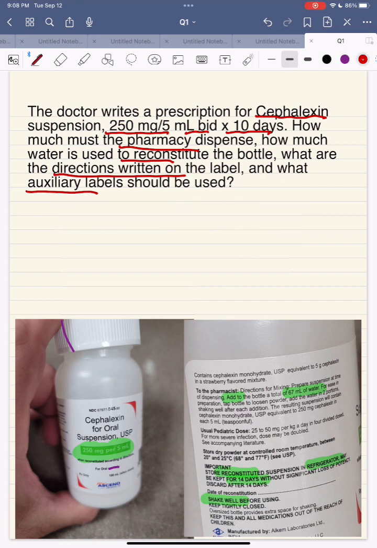Okay, next, the auxiliary labels. Again, take a look at this bottle: refrigerate. So we're going to put a refrigerate sticker. Once this bottle is mixed with water, you have to keep it in the refrigerator.